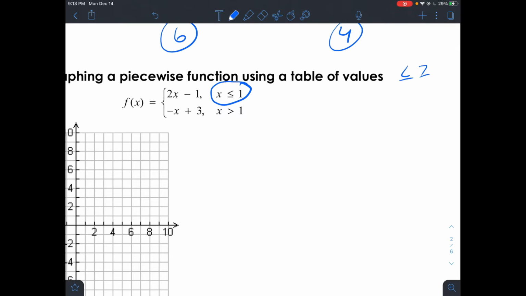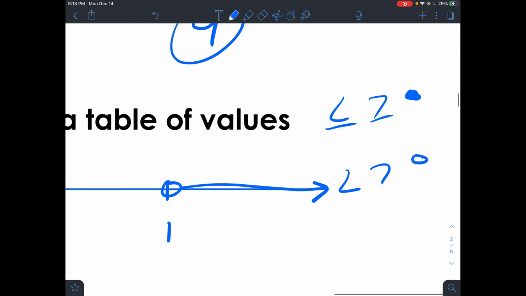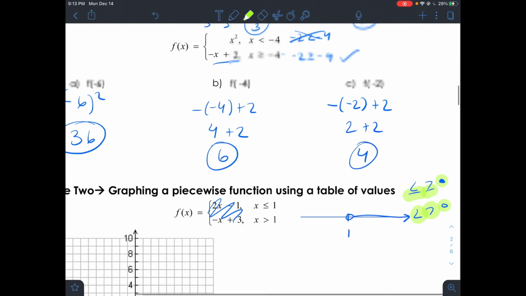And then for these other ones, those are an open circle, right? So then at 1, we'd have an open circle, and our line would go this way. So I'm just bringing back the idea that when you have the equal to symbol, you need to use a filled in circle. When you have a less than symbol or greater than symbol, you would use an open circle. All right.